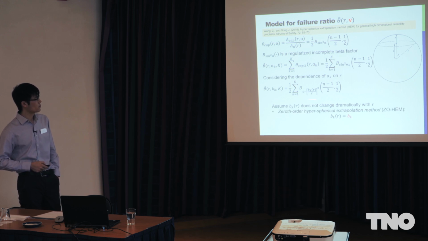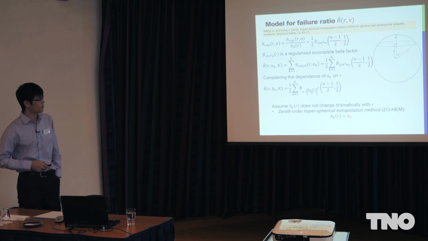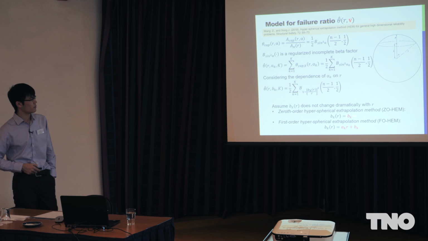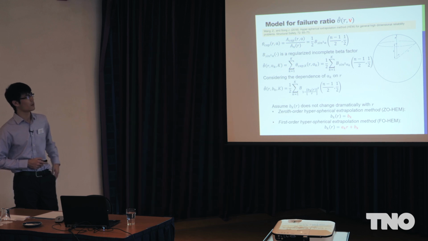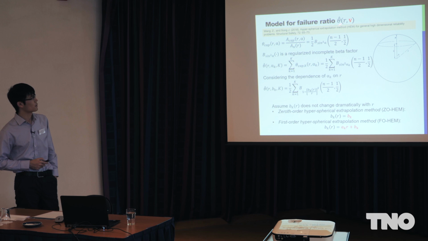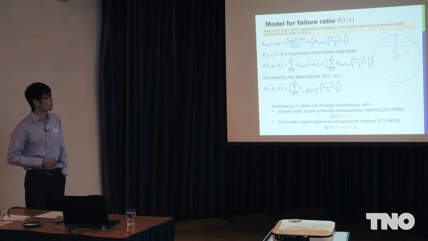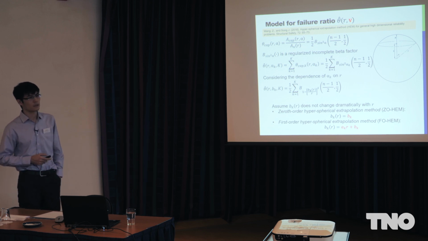And if we assume this, we can assume the form of this distance as constant. If we assume it to be constant, we will have the zero order hyperspherical extrapolation method. If we assume it to be a linear function, we have this first order extrapolation method. So the point here is that it is a personal choice to select the model to estimate this failure ratio. You can always consider other models, but we have found this model to be especially effective.